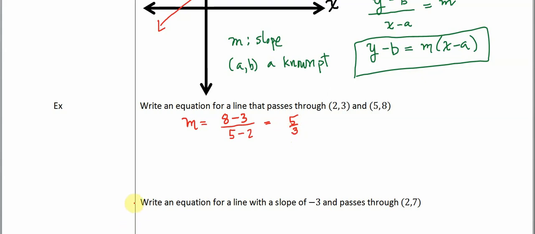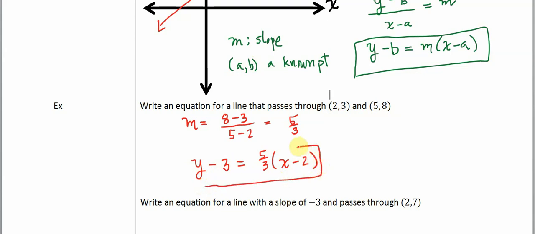Now to write it in point slope form, we could use either of these points. It doesn't really matter which one we use. They are going to describe the exact same line. So m is the slope, a, b is some known point. So the way that we can write this equation is y, I'm going to use this point here. I'm going to use 2, 3. y minus 3 is equal to the slope, which is 5/3, right, times x minus this x coordinate, x minus 2. So this is one good solution to this particular problem.